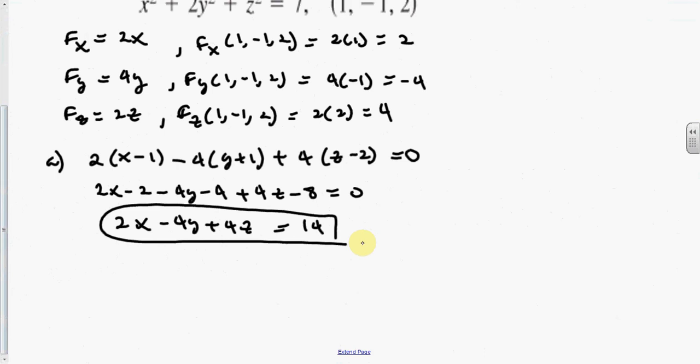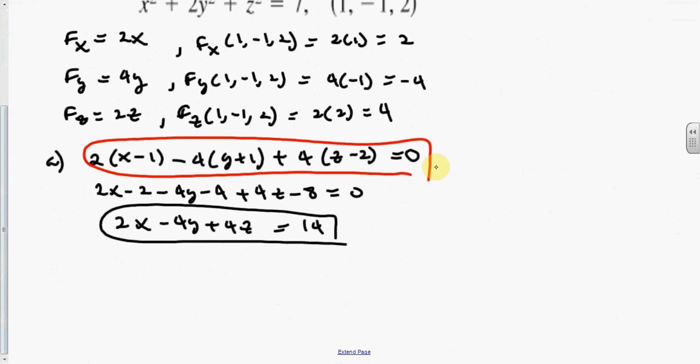Now part B is always easy. Once you get this line right here, you look at that and you get part B. So part B is just x minus 1 over 2, that's equal to y plus 1 over -4, that's equal to z minus 2 over its slope, its tangent, over 4. That's it.